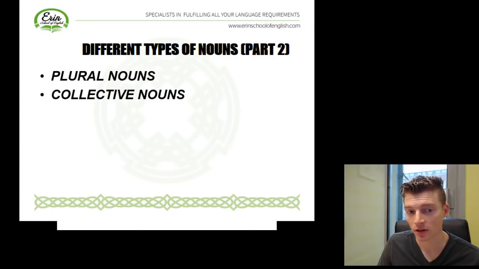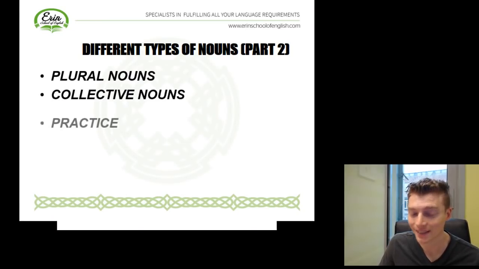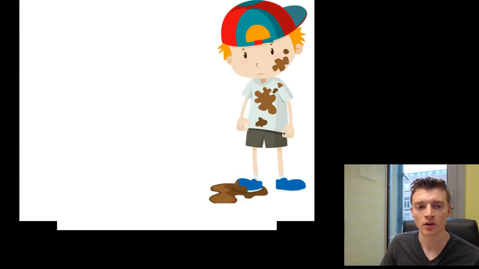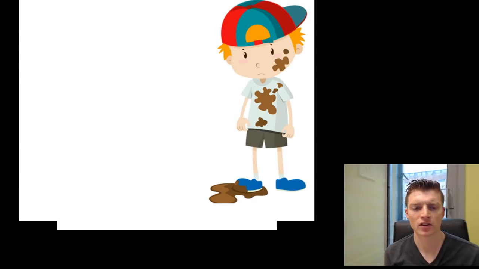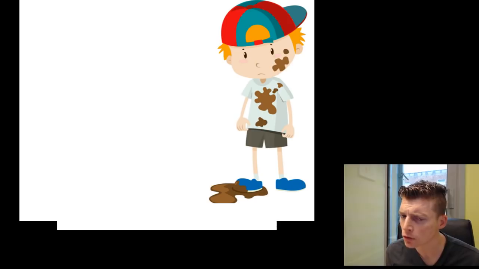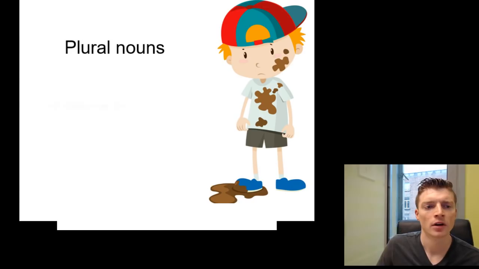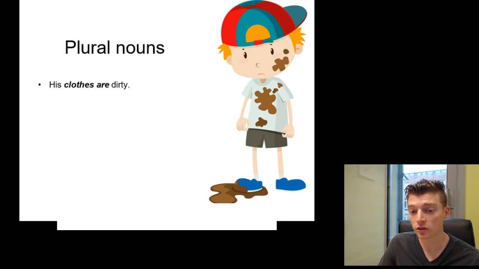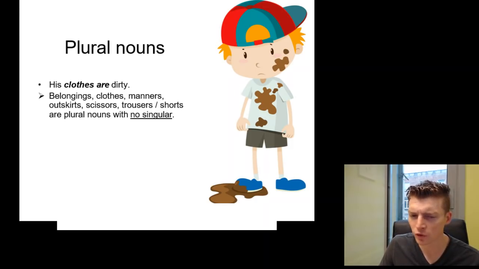Collective nouns. And once again, we will then do a little bit of practice at the end. So, have a look here. What do you see? So we have a boy. You can see his clothes are a little bit dirty. Right, so his clothes are dirty. So the noun in this sentence is the word clothes. So for example, we can't remove the S from the word clothes. It just doesn't exist. The only form this word exists in is the plural form.